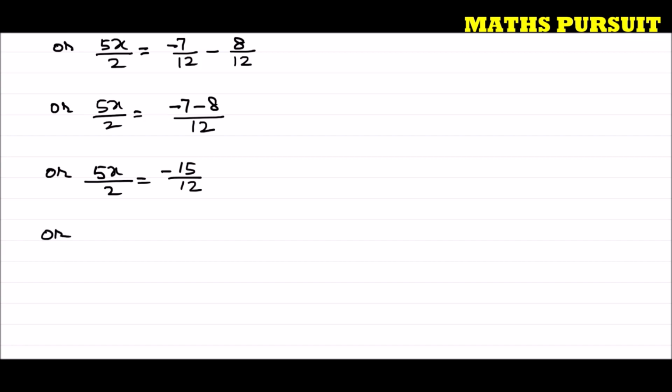Or I can write 5x divided by 2 into 2 is equal to minus 15 by 12 into 2. What am I doing here? I am just multiplying.